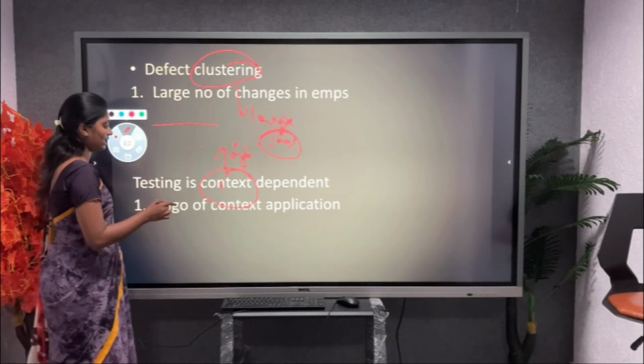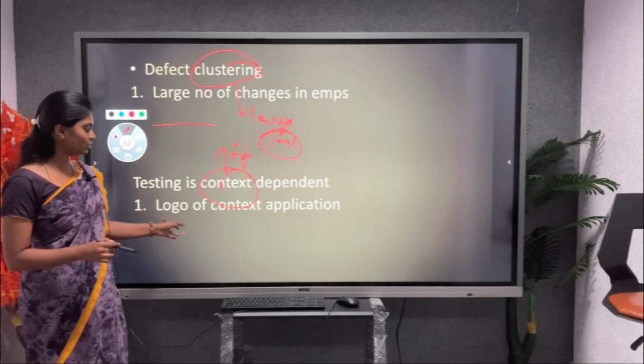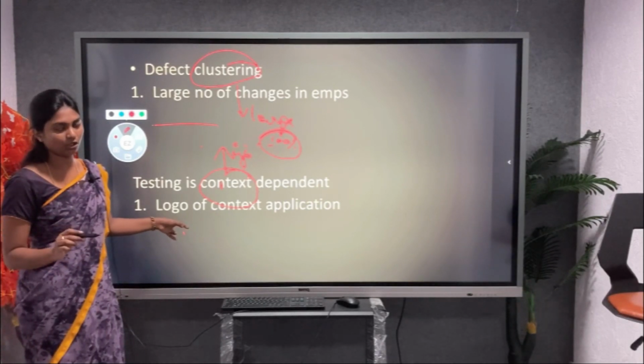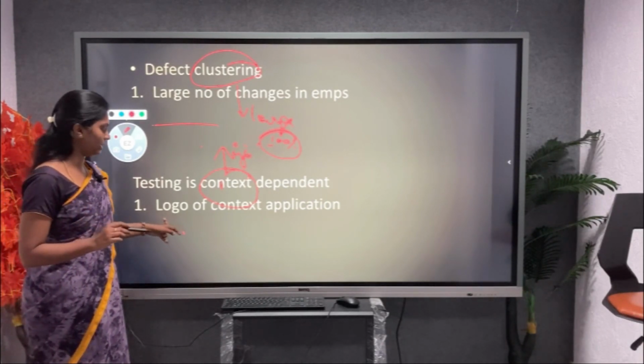So testing for content failure is used for the logo of a content application.